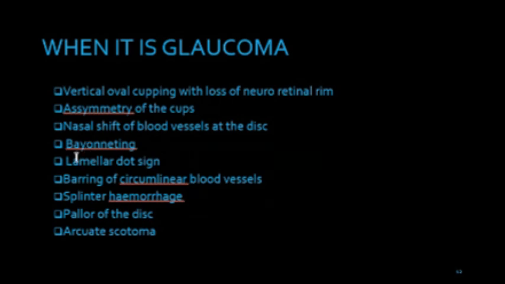And then bayoneting is one of the signs we see in glaucoma. Laminar dot sign, baring of circumlinear blood vessels, splinter hemorrhage. Another name for this splinter hemorrhage is Drance's hemorrhage. It's named after the founder, Drance. Also, pallor of the disc. Pallor simply means a pale appearance of the disc. It's also indicative of glaucoma. And then arcuate scotoma, when you do your central visual field test, you see an arcuate scotoma, which is indicative of glaucoma.